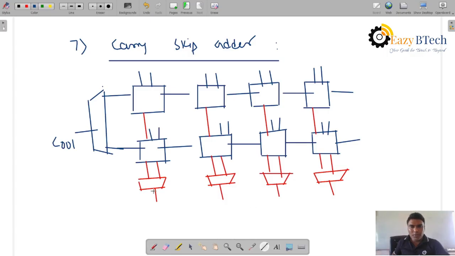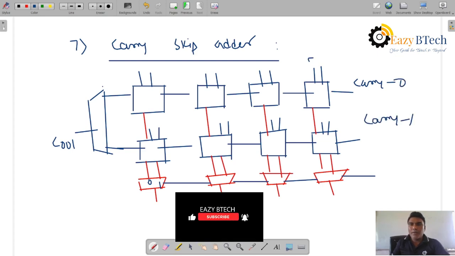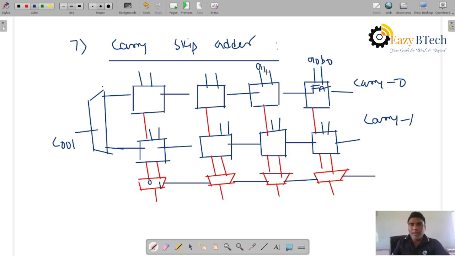And here one more thing we can take, the carry input. The carry input is here. So it is 0 and 1. So carry 0, carry 1, A0, B0. So full adder, A1, B1. Okay, this is also a full adder. This is also a full adder, right? A2, B2, and A3, B3, right? This is a full adder. So carry 0 output, carry 1 output.